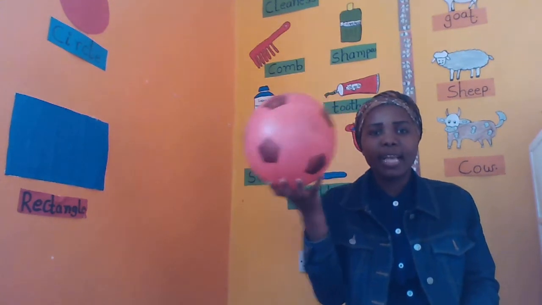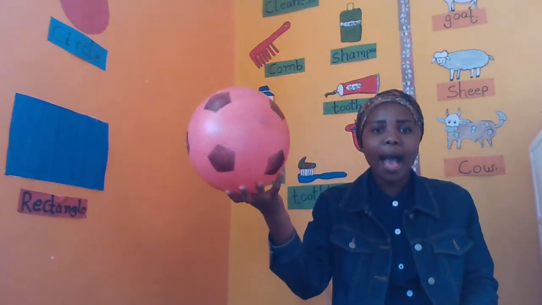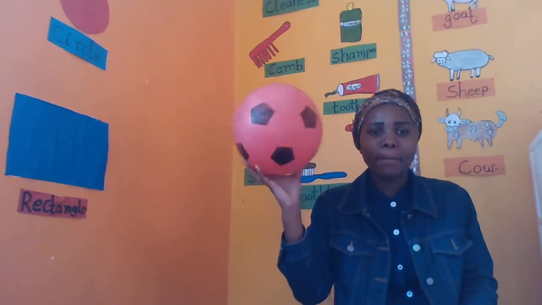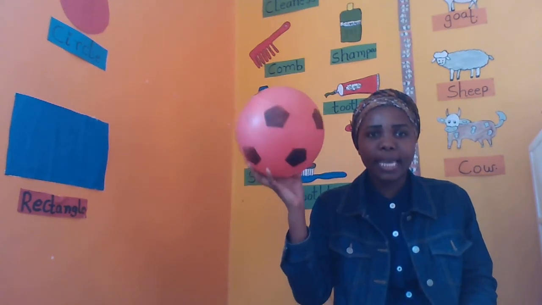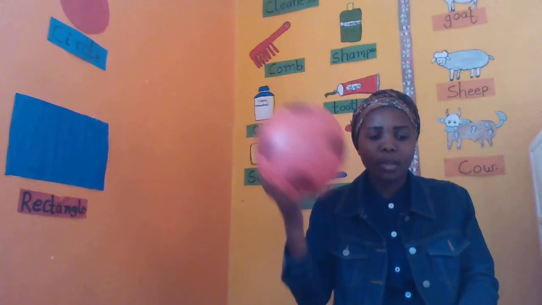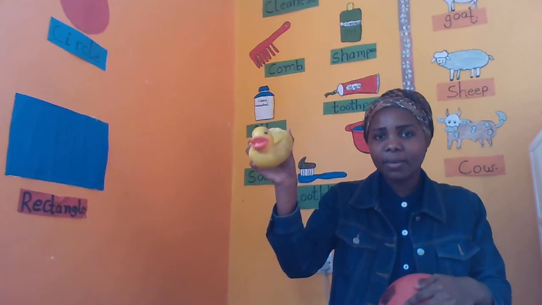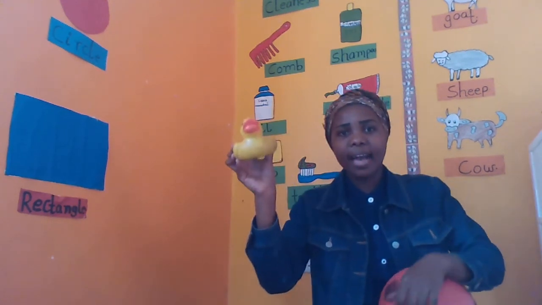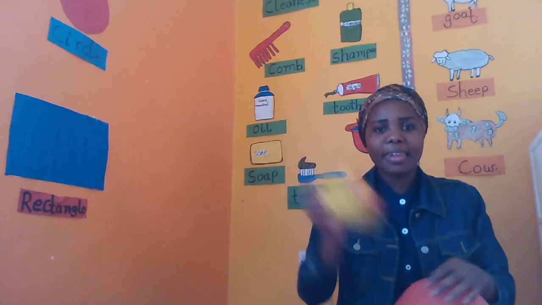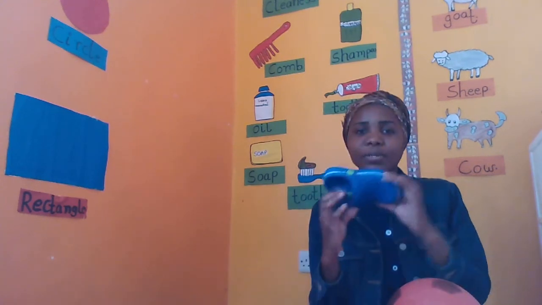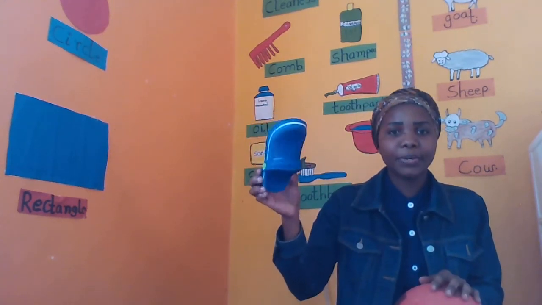Repeat again. A ball. Again, ball. Say ball. A duck. What is this? A duck. Again, a duck. Very good. How about this one? A sandal. Again, sandal. Very good.